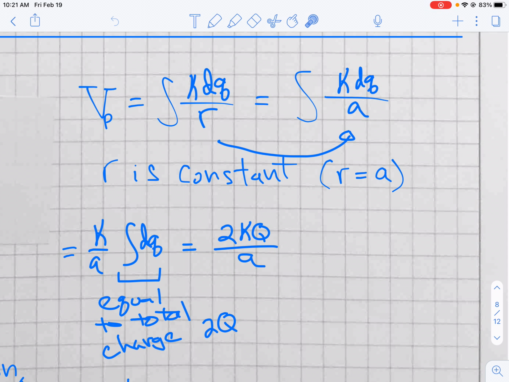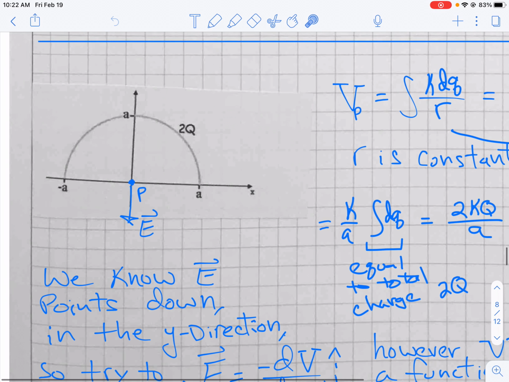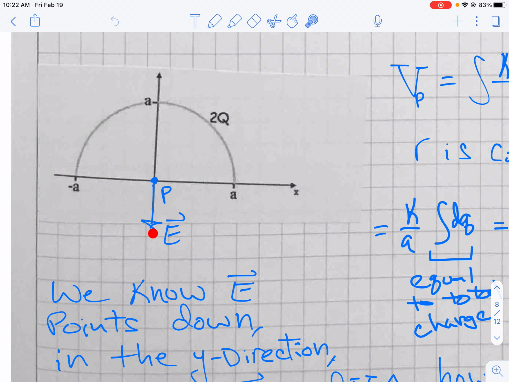Dq, when you integrate that, you're just going to get the total charge of 2q. So that's it, just 2kq over a. Very easy to find the voltage at the center of this. Way easier than finding the electric field. Now, we know the electric field points down at this location. If this is positive charge, electric field points away from it. Can we find the value of the electric field here by differentiating?